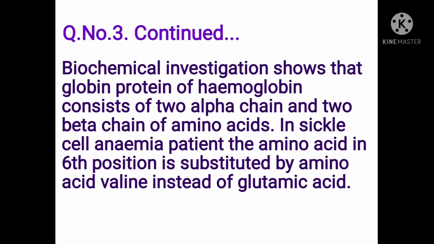Biochemical investigation shows that globin protein of hemoglobin consists of 2 alpha chains and 2 beta chains of amino acids. In sickle cell anemia patients, the amino acid in 6th position is substituted by amino acid valine instead of glutamic acid.